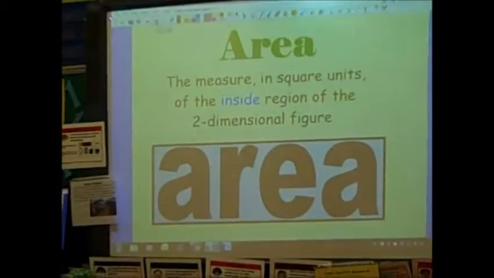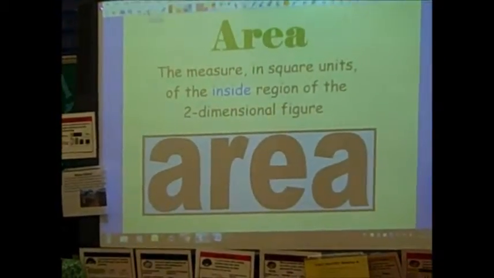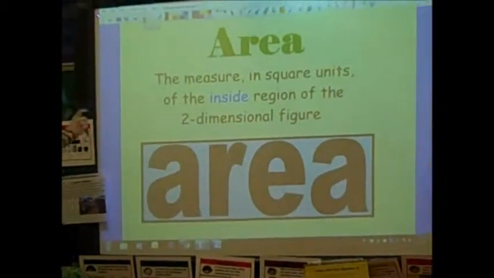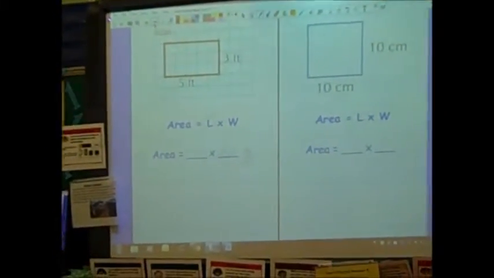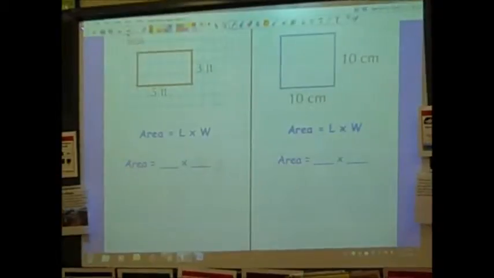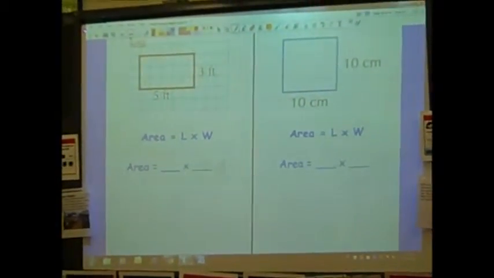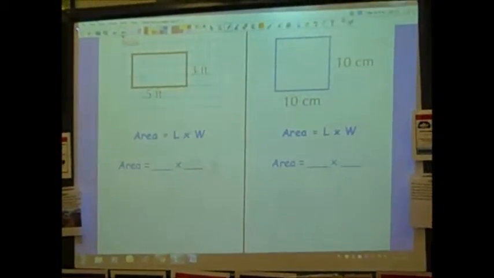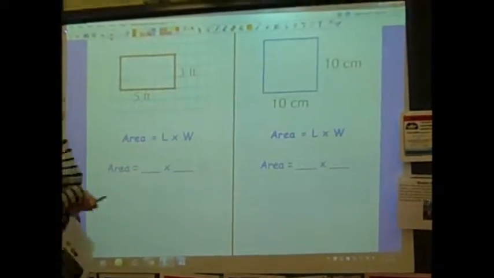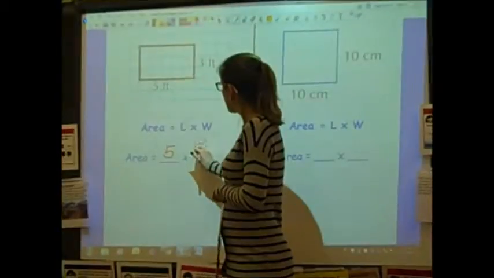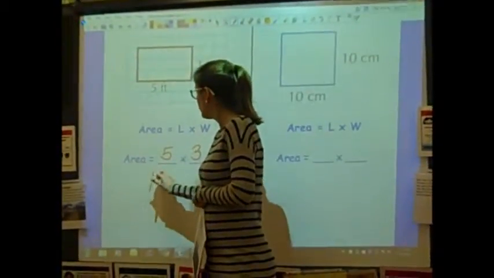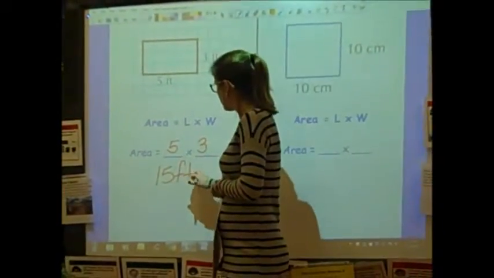All right, and then we have the area. The area is the space inside a figure. And we've been talking about area all year long with the area model. Right, find that inside space. So we teach them area is length times width. So if we have a rectangle, we would multiply 5 times 3 for a total of 15 feet.